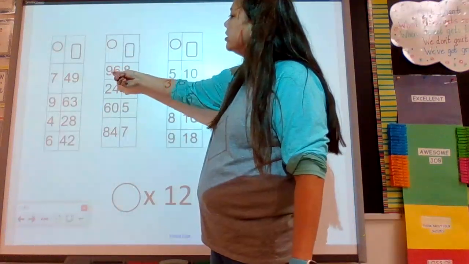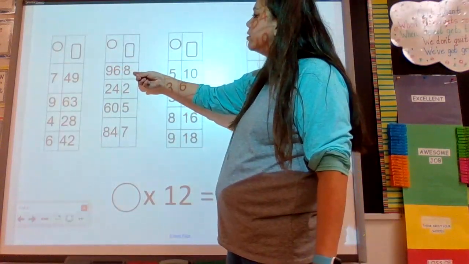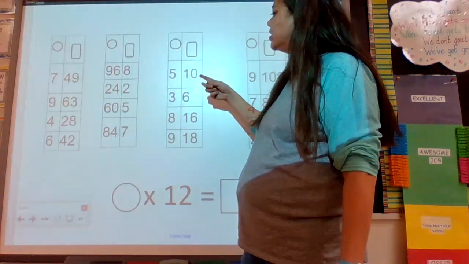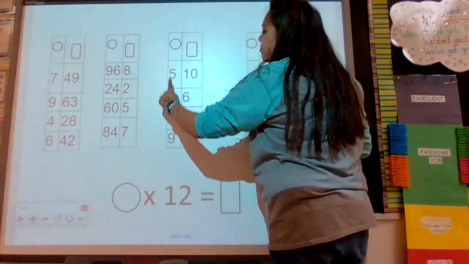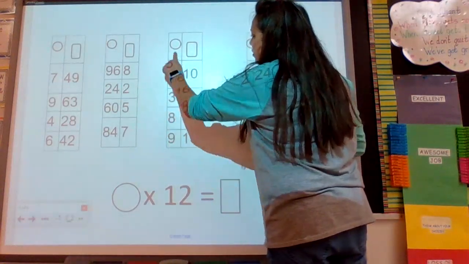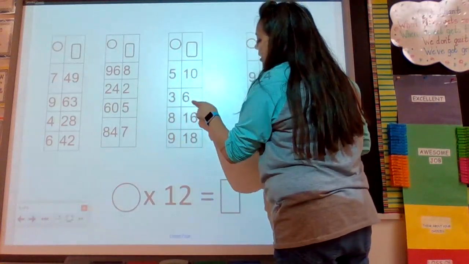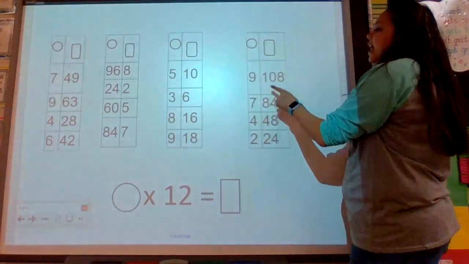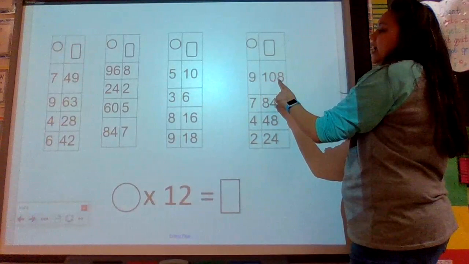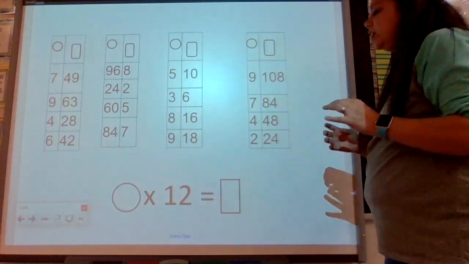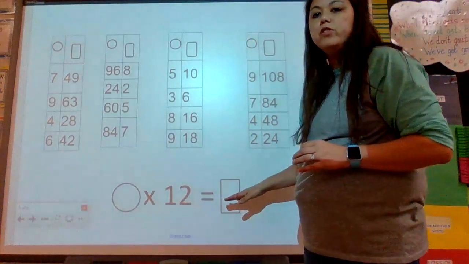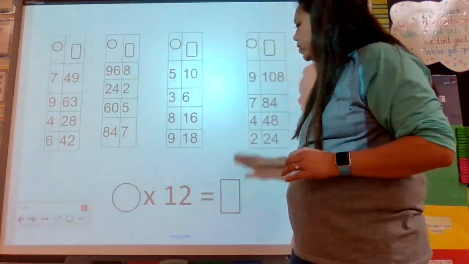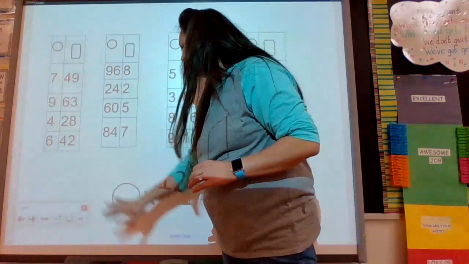If the circle is 96, then the rectangle is going to be 8. If the circle is 5 here, the rectangle is going to be 10. And I have to be able to put all of these numbers in for the circles, and these rectangles come out. So if I put 8 in, 16 comes out. If I put 9 in, 18 comes out. And the same here, 9, 108. Well, here's the thing. Look at the rule that they give you. They're wanting you to find which one of these tables goes with this rule.